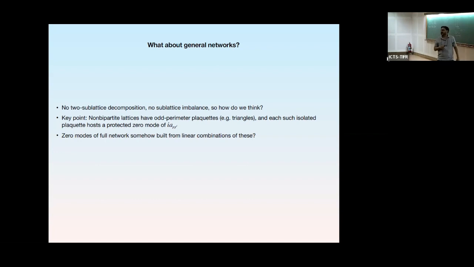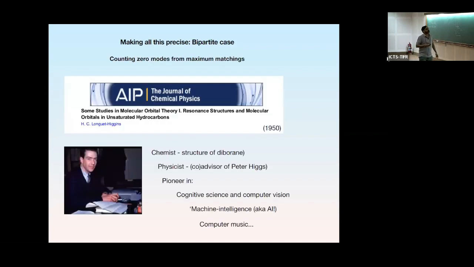So maybe the right way to think is that the zero modes of the full network are somehow built from linear combinations of these elementary modes that survive their mixing, right? So that was the other idea that I wanted to explore. And so now I think there's enough vagueness. Let me now be a bit more precise.